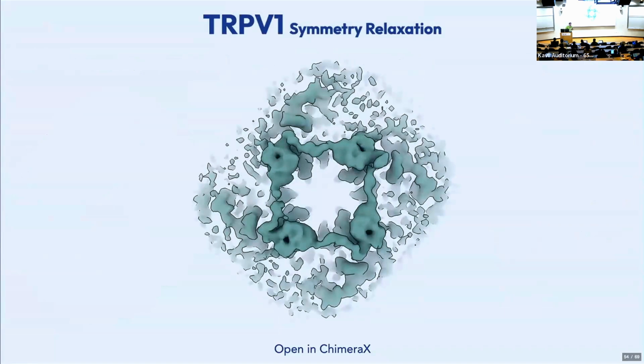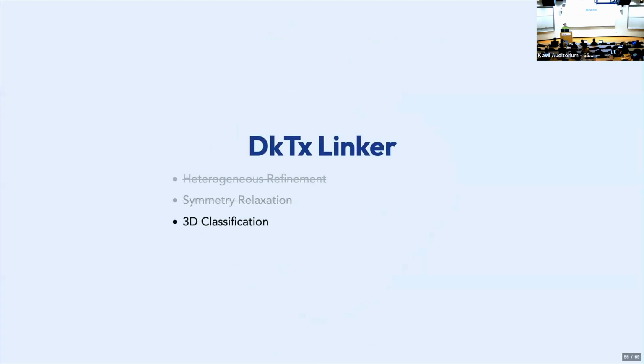The problem we're running into here is that these linkers are just so small relative to the rest of the channel that no matter what we do, right, there's gonna be some feature, maybe the CTD is flexed in a certain way, and it's just so much bigger than these little linkers that there's no way for the asymmetric linkers to pull this channel out of this false symmetry that we found, okay? So the symmetry relaxation mode didn't work.